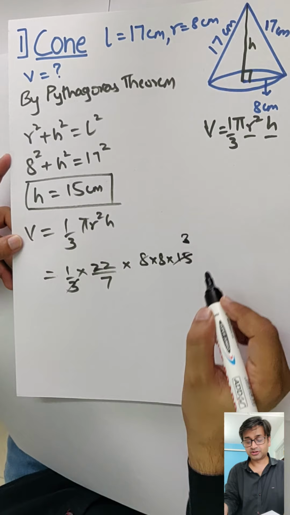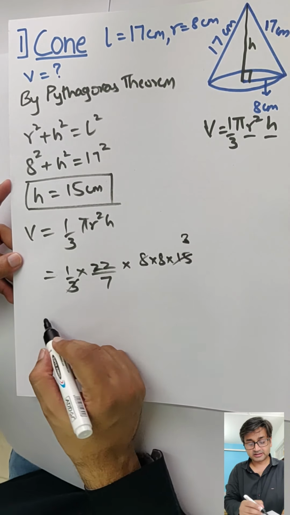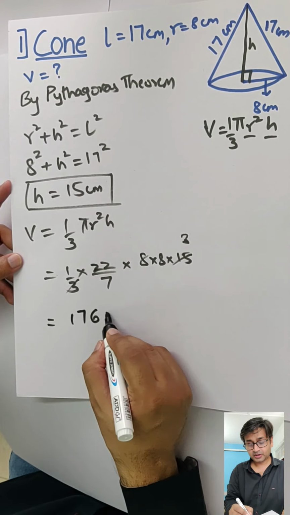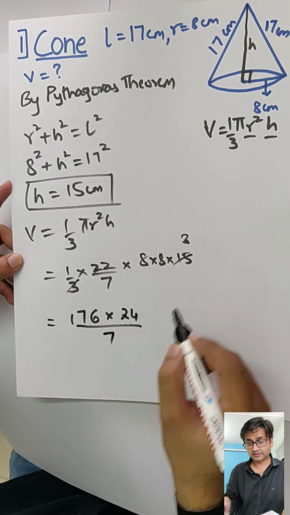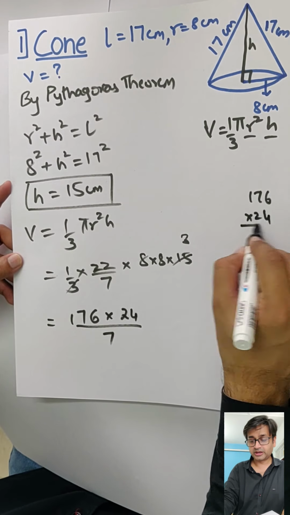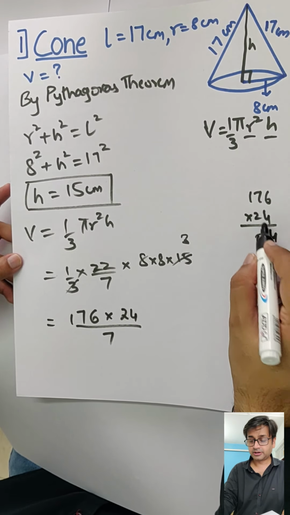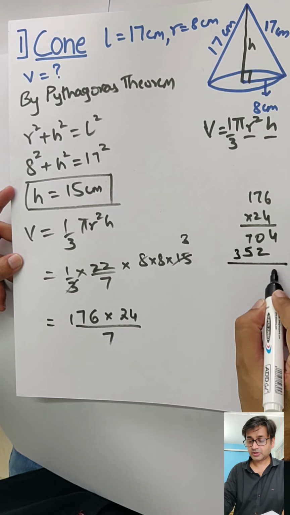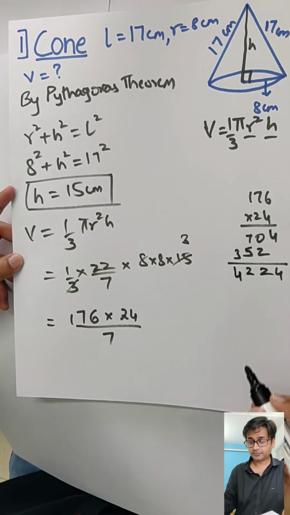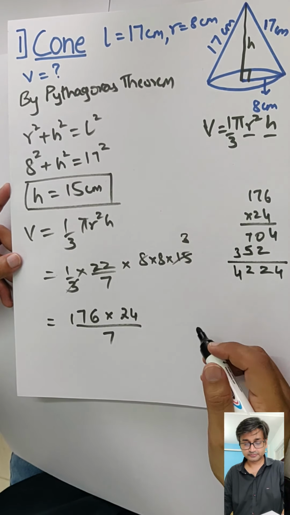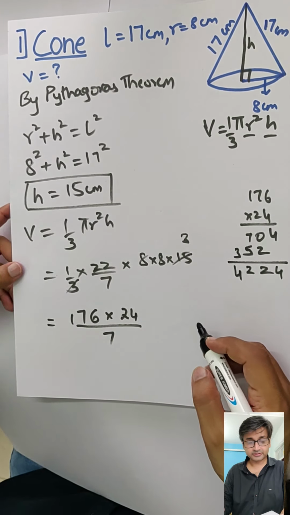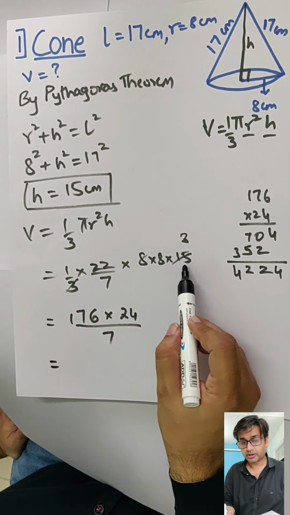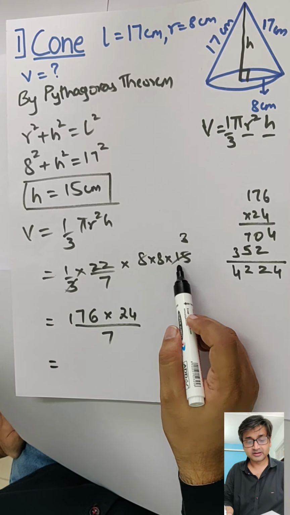Oh my god, lot of calculation. So 3 times and nothing gets cancelled. So I'll have to multiply everything. So 8 twos are 16, 176 into 24 upon 7. 4 sixes are 24, and so on. I'm not sure if it is correct. Maybe, may not be. 1/3 pi r square h. r is 8 and 8 and this is 15.